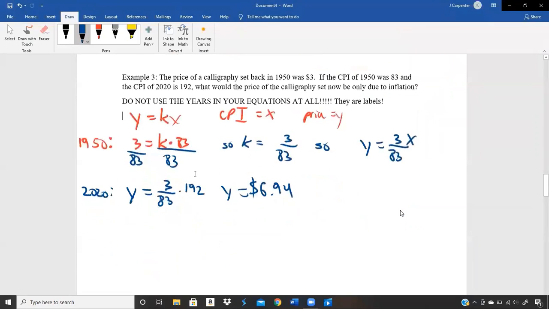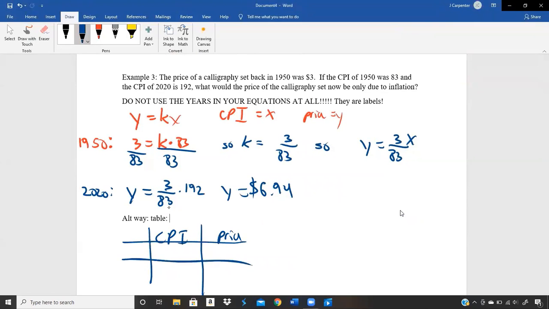Did you have to do this problem that way? Nope. I'm not going to rewrite the question this time because there's no break. The alt way using the table, here's what you do. You have a column for your CPI, and you have a column for your price. And then your two different rows, if you want to label them, are just the years, 1950 and 2020. Again, don't use those for table calculations. You should not be drawing boxes around that. Right, the CPI's in there.